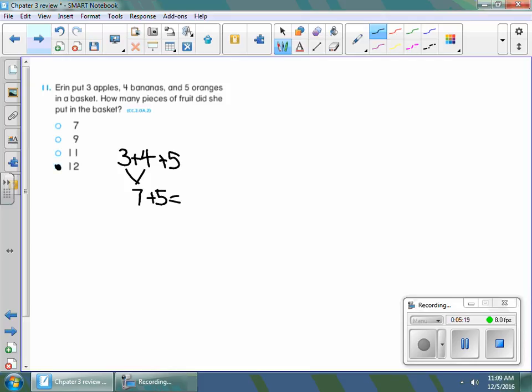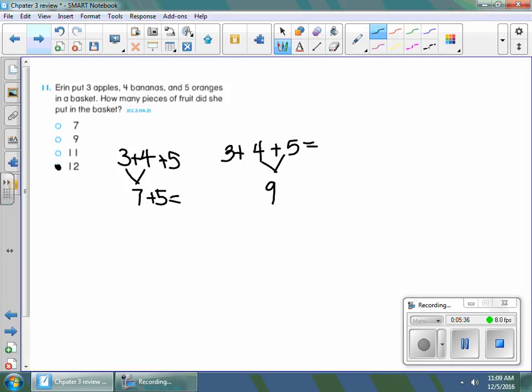Now we know that it doesn't matter the way we group the numbers. So if I had 3 plus 4 plus 5, and I looked at these three numbers and I said, wait a minute, I know 4 plus 5. That's really easy for me to add. That's 9. Would that change my answer if I did 9 plus 3?